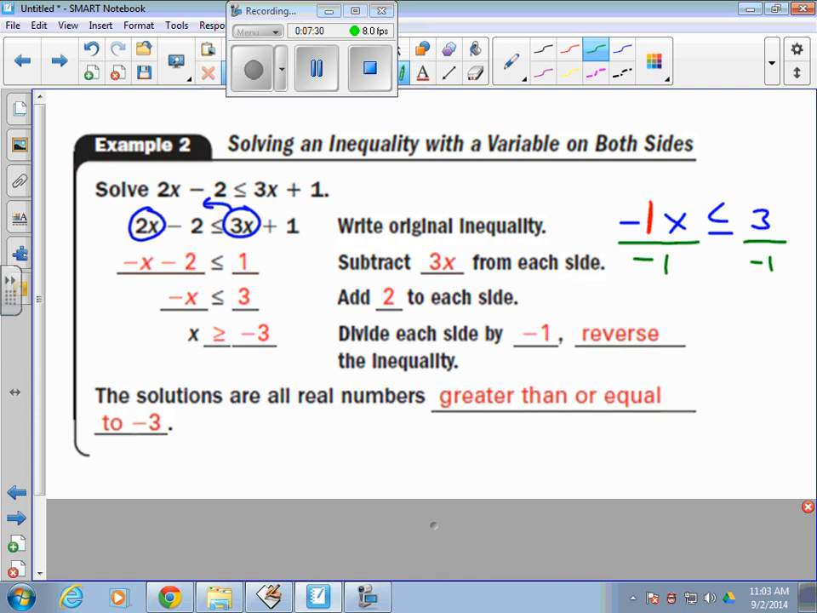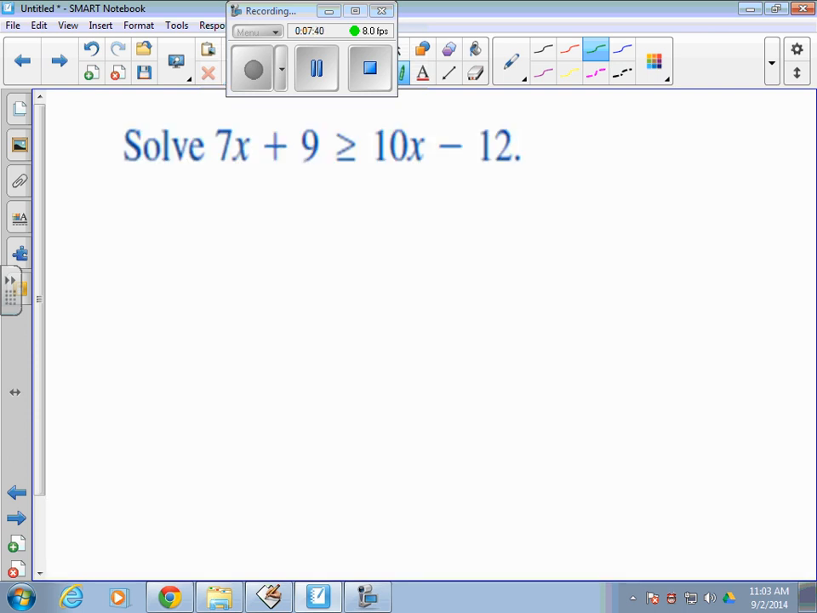So the solutions are all real numbers greater than or equal to negative 3. Okay, take about 40 seconds to do this one real quick. Again, bring your variables, even though 10's bigger than 7, bring it to the left. It'll be easier for you.